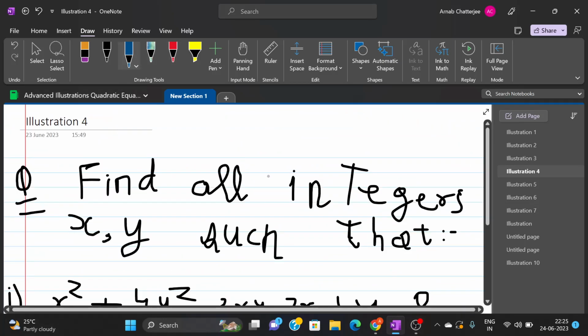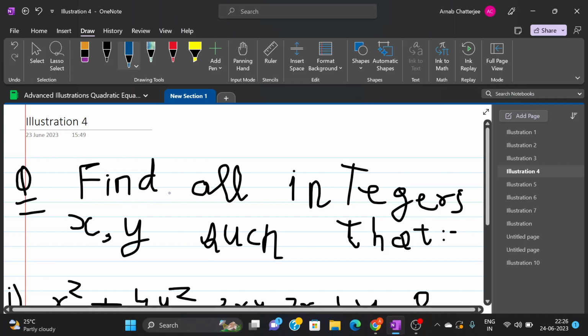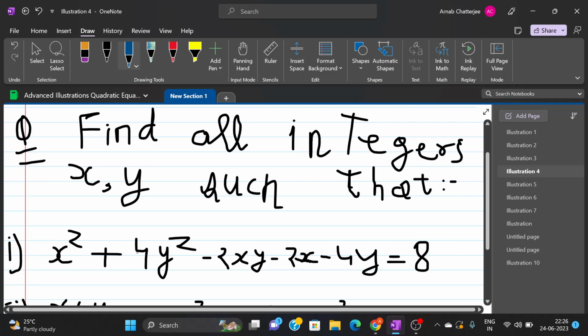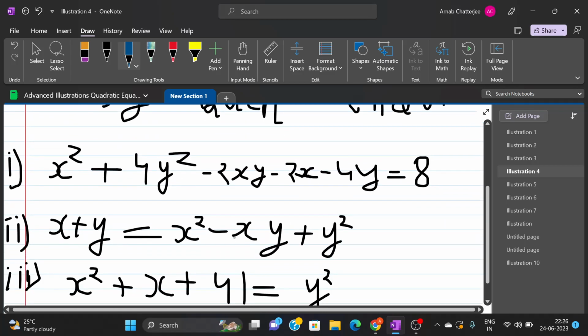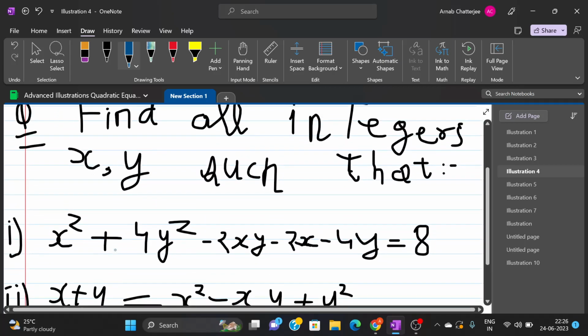Now we are starting the problems which are from number theory and quadratic equation maths. These questions are from number theory also, but the approach that will be used will be all from quadratic equations. So I have included them here. Find all integers x, y such that this is equal to 8. All three are independent questions. They are three separate parts.